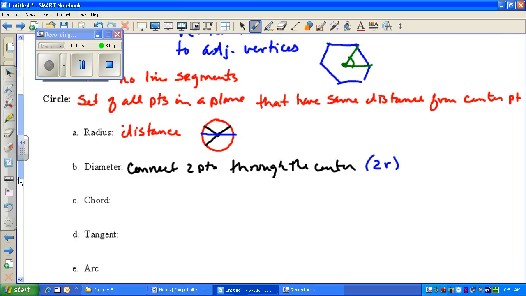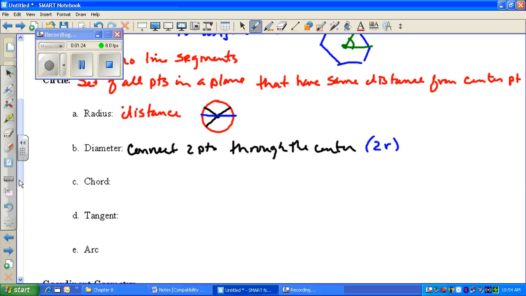A chord connects 2 points on the circle, not necessarily through the center. There's my center point. Here's a chord. It's connecting 1 point on the circle to another.